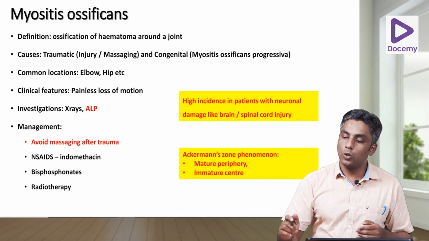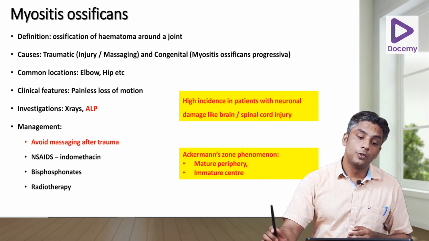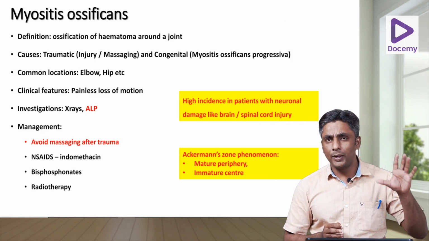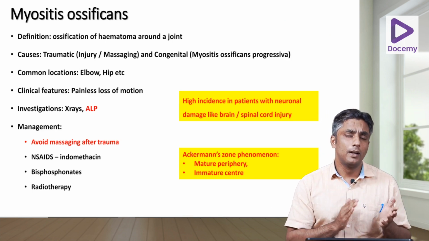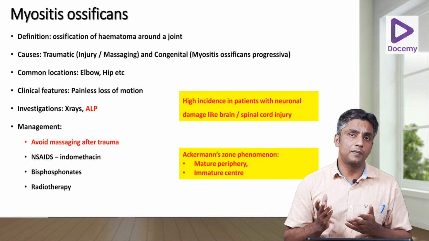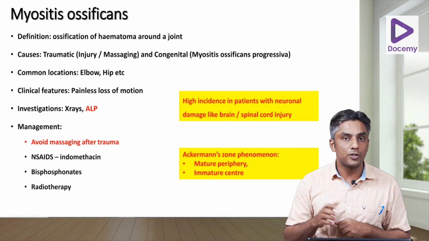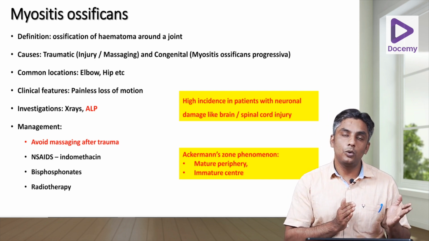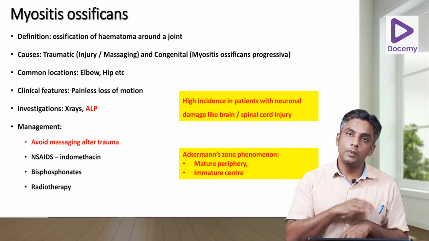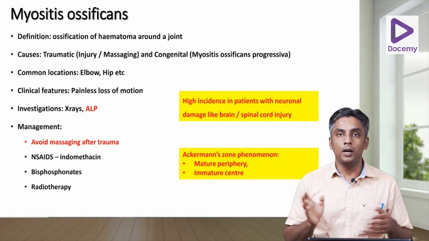Now, myositis ossificans is again one of those frequent short notes which we have noticed. It is just the ossification of hematoma around a joint. Actually, myositis ossificans itself is a misnomer. Myositis means inflammation of the muscle, and the muscle gets ossified, but it's not the muscle which is getting ossified, nor is it an inflammation of the muscle. It's kind of a metaplasia, where the hematoma following an injury gets ossified to form a bony mass.